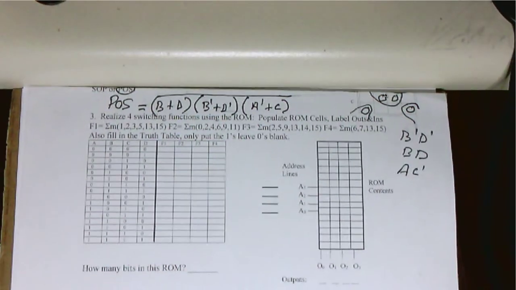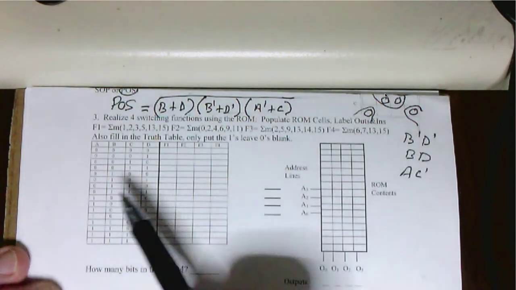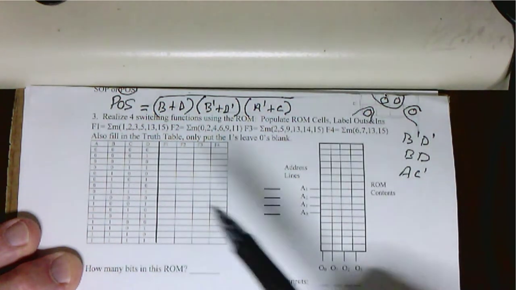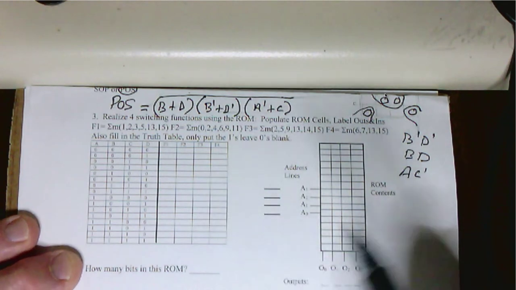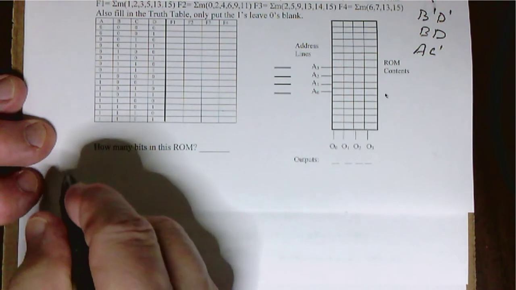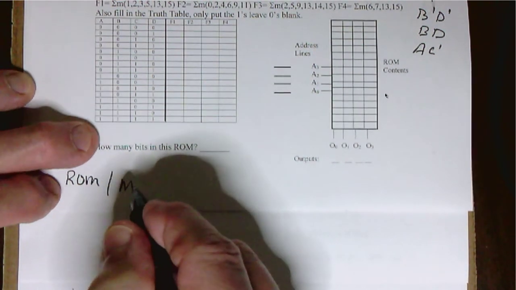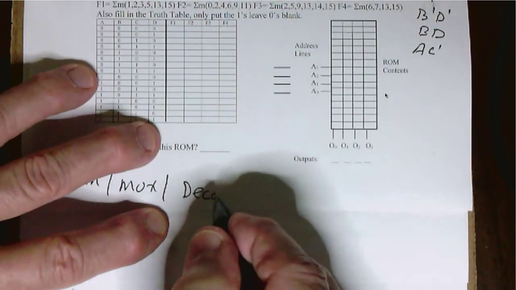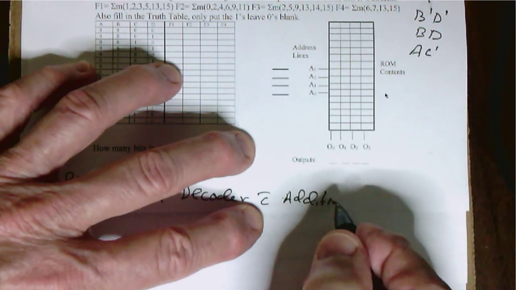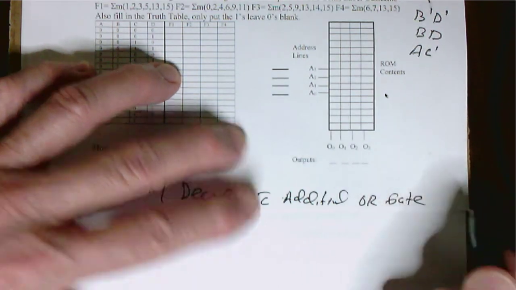Now, this last question has to do with solving some expressions with a ROM. Now, there are three different things you can use, okay? You can use a ROM, you can use a MUX, and you can use a decoder with an additional OR gate. Those are your three options.